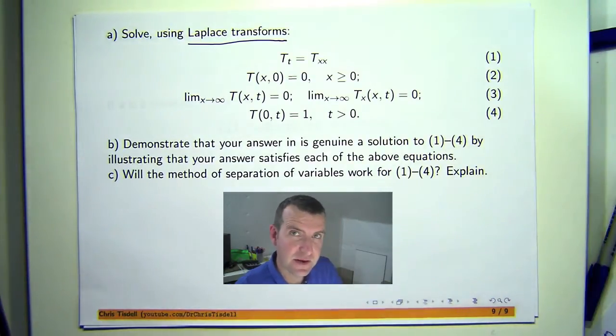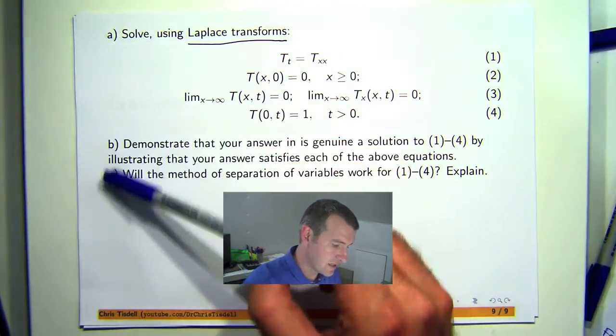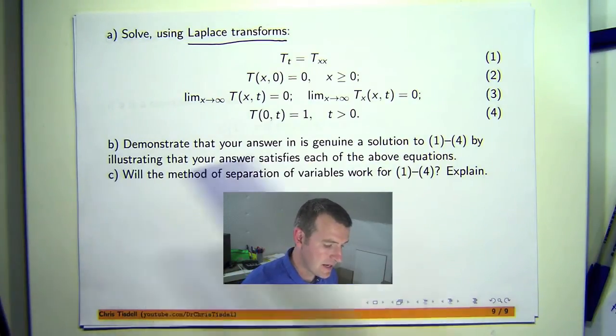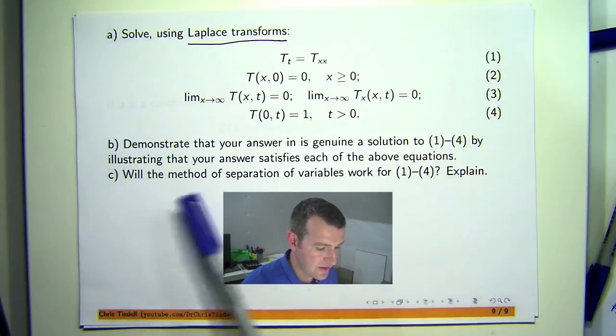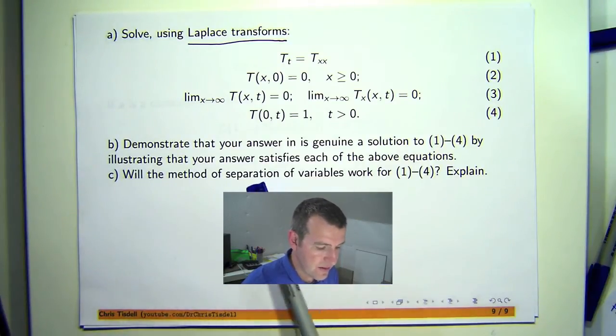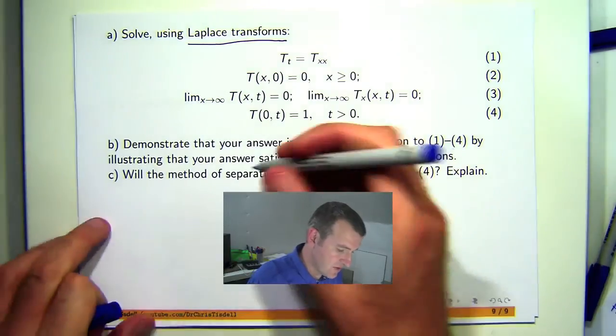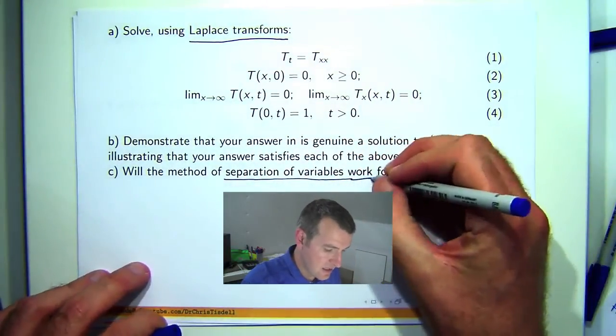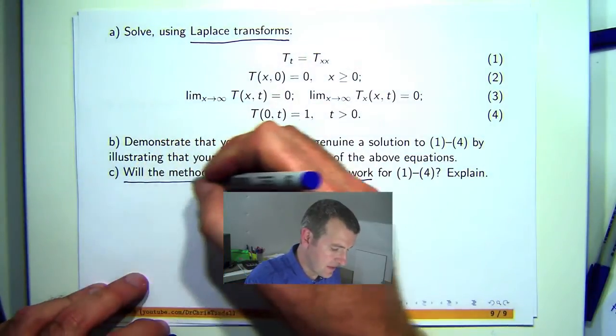Now this is going to be a reasonably long presentation, and there's 3 steps to the example that I'm going to do. First of all, we're going to solve this problem using Laplace transforms. Then we're going to demonstrate that the answer that we've produced is a genuine solution, so we're checking our results. And part C is an interesting question. We're asked, will the method of separation of variables work for the problem that we solve using Laplace transforms?